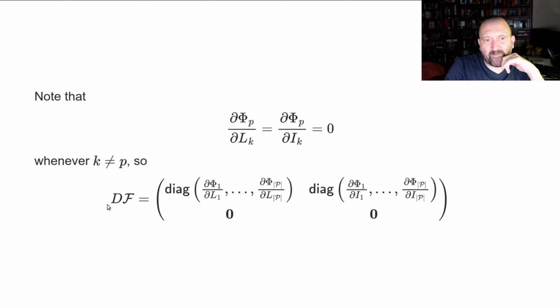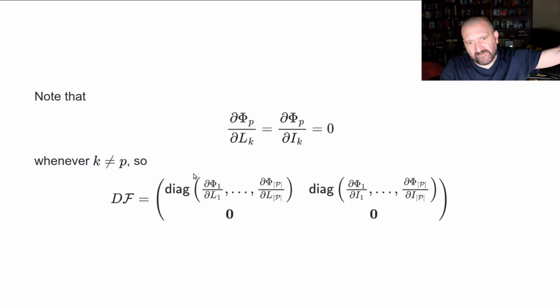Okay, so that means that my derivative of the vector f is a block diagonal matrix with two diagonal matrices which have on the main diagonal the derivative of the incidence function with respect to the L's for the first one, and the derivative of the incidence function with respect to the I's on the second one. Okay.